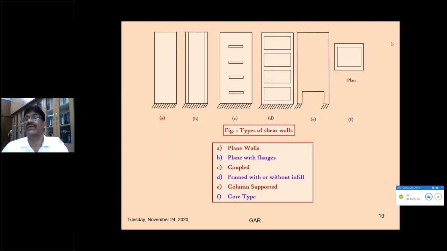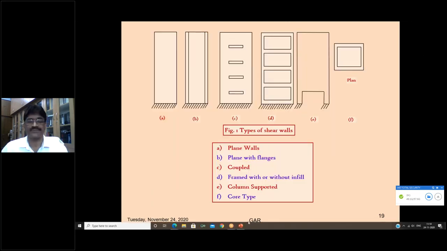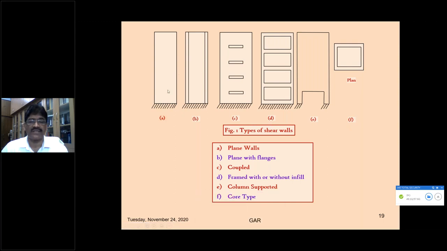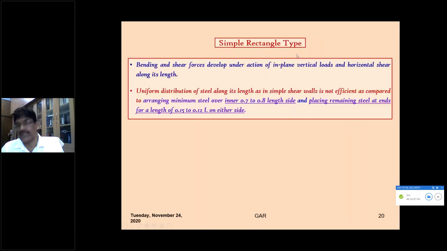Now, geometrically, we can see the shear walls like that. These are all the shear walls. This is the plain one. This is the one which is provided with, say, end stiffeners or special reinforcement. These are the shear walls connected with the beams in this way. And this is like a frame system with infill wall, and this is the column supported shear wall, and this is a core shear wall.